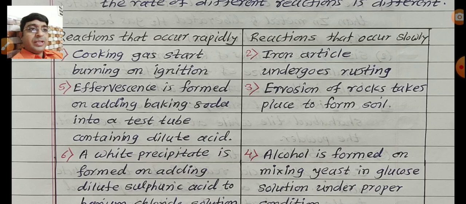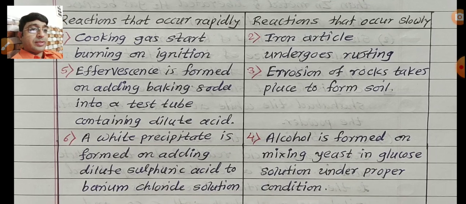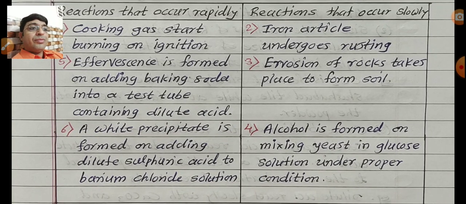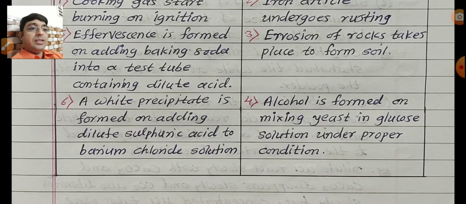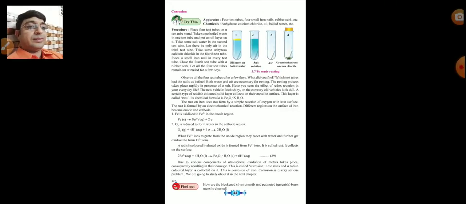Which are those examples? First one, iron article undergoes rusting. This process is a slow process. Erosion of rocks takes place to form soil. This process occurs in nature. That's why that is also a very slow process. And next one, alcohol is formed on mixing yeast in a glucose solution under proper conditions. So in this way we have classified the given 6 examples. Next point.